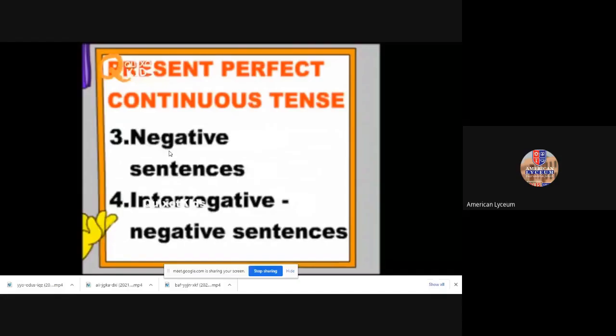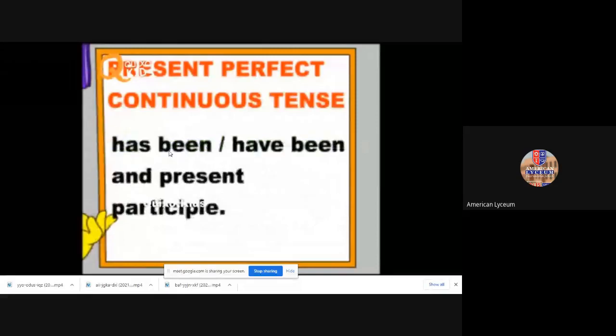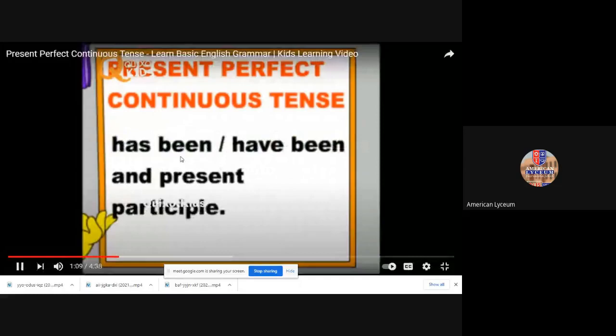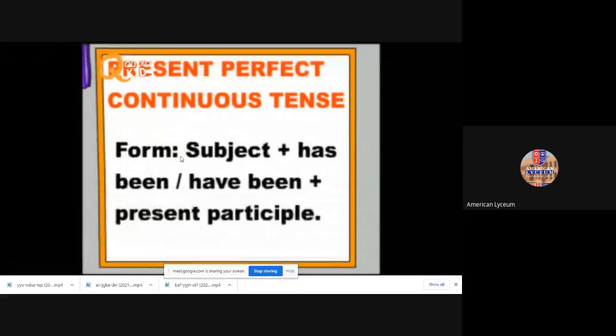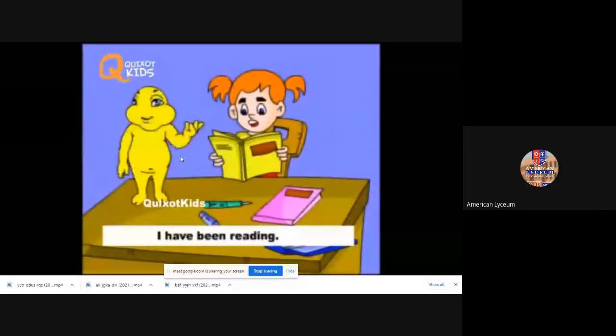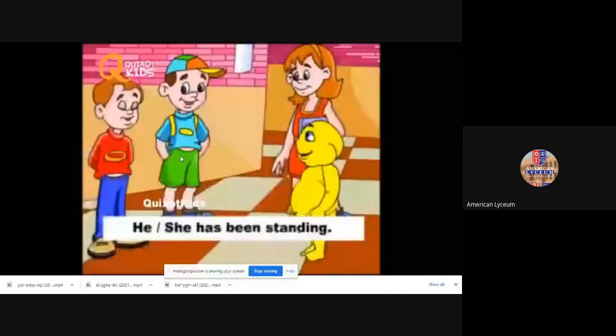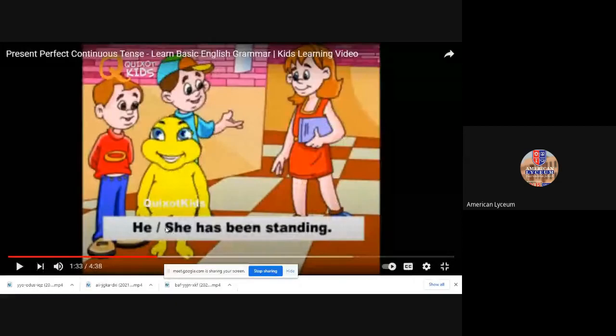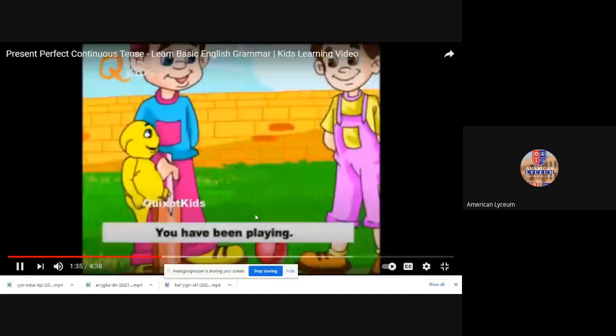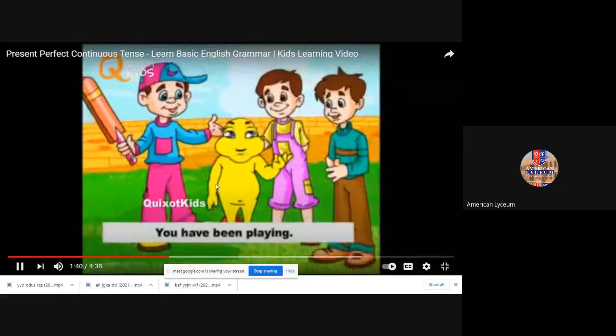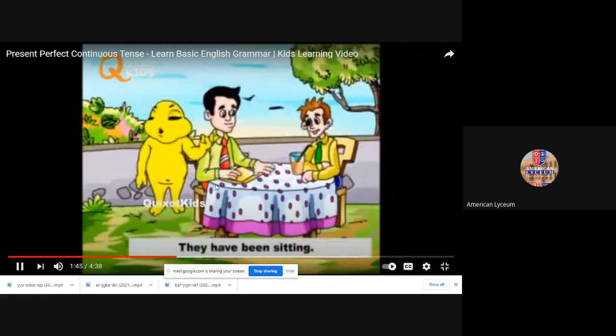Four types: statement, interrogative, negative sentences. One, statement sentences. It is formed by the subject followed by has been, have been, and present participle. Form: subject plus has been, have been, plus present participle. Examples. I have been reading. We have been singing. Okay, class. He or she. So we use a first subject, he or she or any singular or plural subject. Then we use helping words, that is has and have, similar to present perfect tense. We just add been into a continuous tense and ing also. You have been playing. They have been sitting.